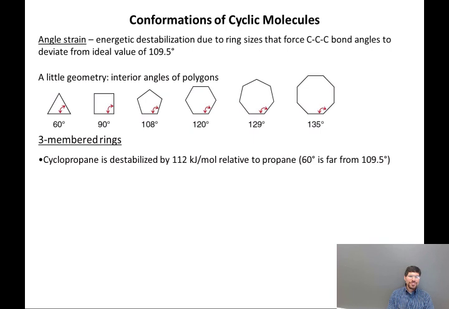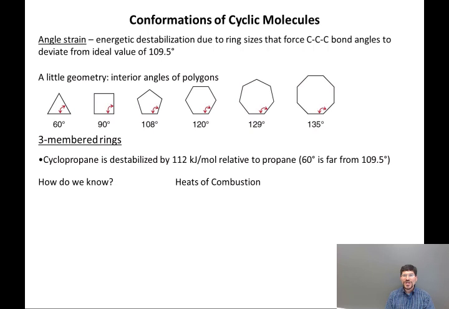Okay, so looking at 3-membered rings first, as you could probably imagine, that 60-degree bond angle makes 3-membered rings really unhappy. 60 is far from 109.5 degrees. Therefore, cyclopropane is destabilized by 112 kilojoules per mole. Ouch! Relative to linear propane. How do we know this? We measure what's called a heat of combustion.